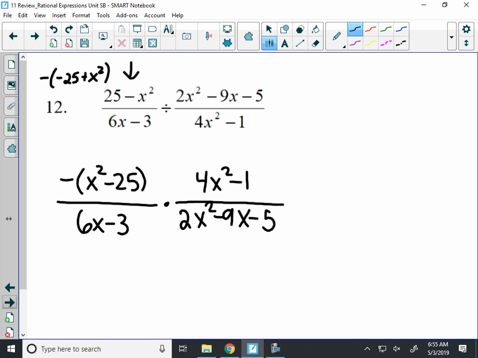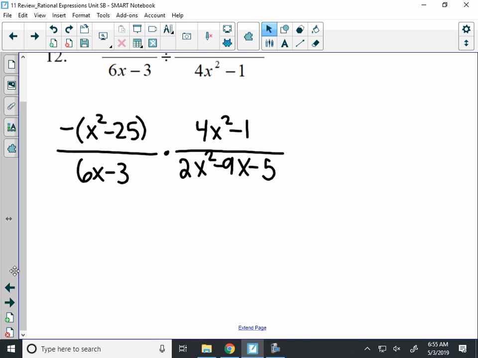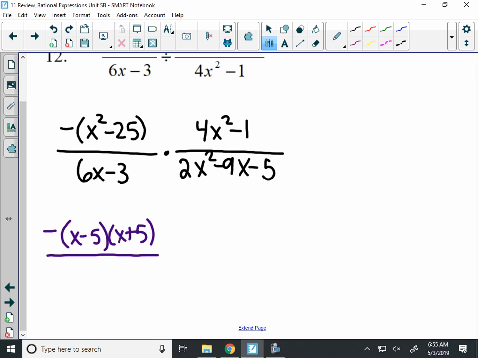Okay, now that I've made the second fraction its reciprocal, flipped it, and multiplied, now I'm going to factor everything. This is now where I'm starting. So the top left here, you're going to have the negative 1 in front, and I have a difference of squares. So x minus 5, x plus 5. The denominator here has a GCF of 3, so I'm going to pull out 3 and have 2x minus 1.